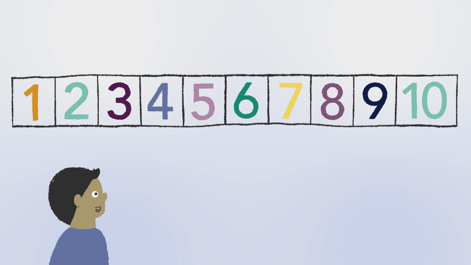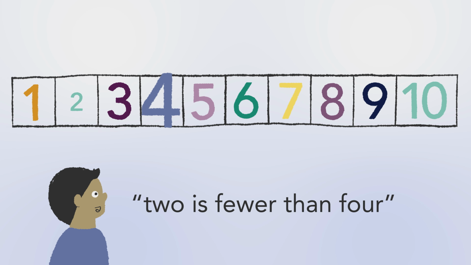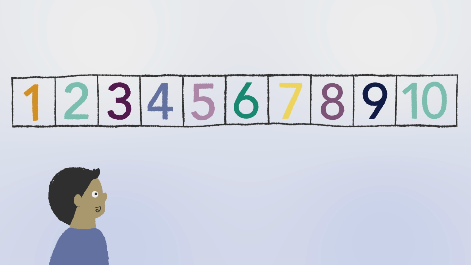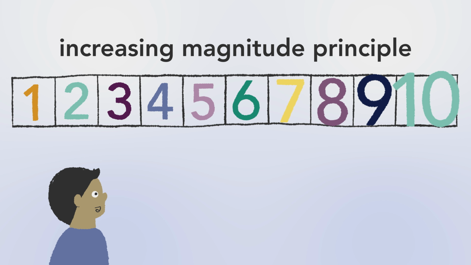At first, when children compare numbers, they tend to notice which number is bigger and which is smaller, learning to construct statements such as 5 is more than 3 and 2 is fewer than 4. This module shows you how to build on these ideas to create an understanding of the increasing magnitude principle. This principle is the simple idea that later numbers in the count sequence are always larger than earlier numbers.